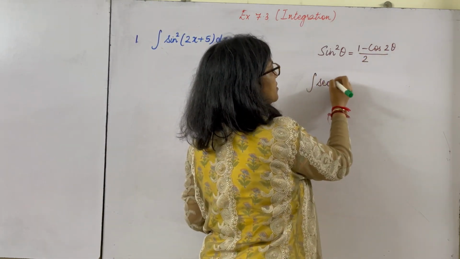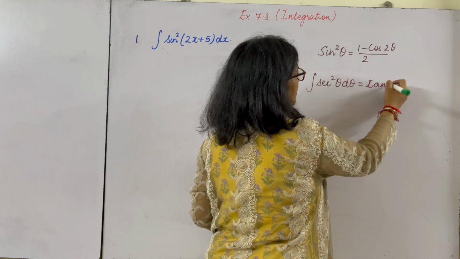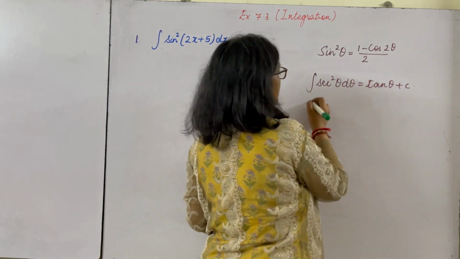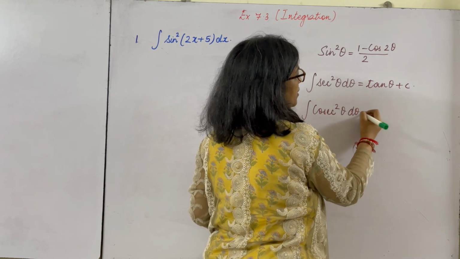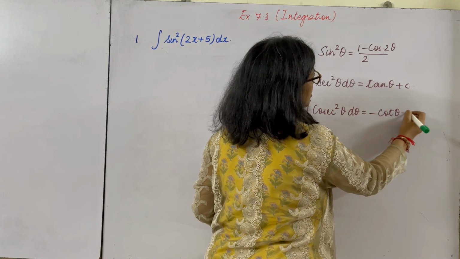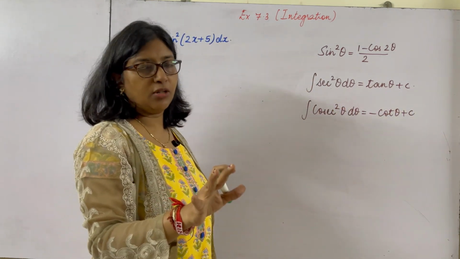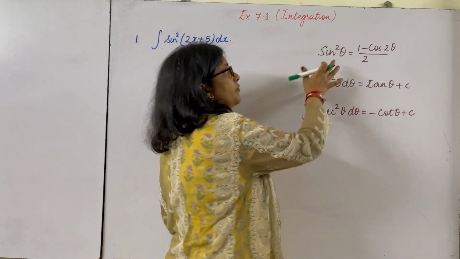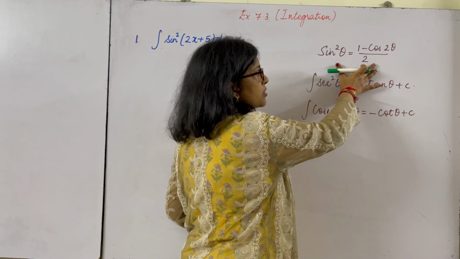Integration of sec square theta is tan theta. Integration of cosec square theta is minus cot theta. So these are the two trigonometric functions whose integration we know directly. But we cannot integrate sine square theta directly. So first we have to substitute this formula.